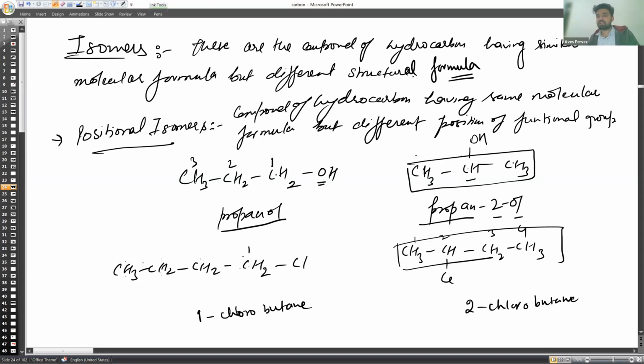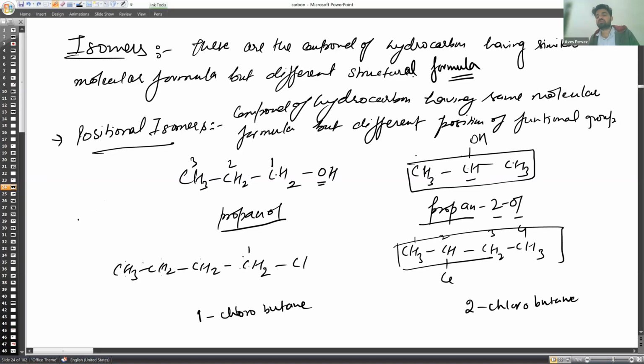One is the positional isomers, in which the position of the functional group is different. Like in this one, the alcohol group is present on the first carbon, but in this one, the alcohol group is present on the second carbon. Both have the same number of carbon and hydrogen. Its name is propanol. Why are we not writing one here? Because like 5/1, we write it just as 5. We don't write the divisor if it is one.